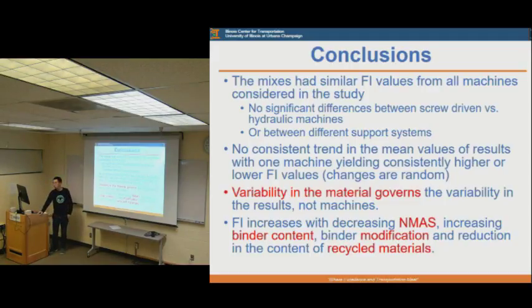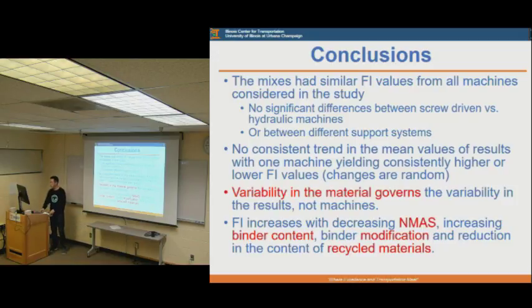We come to the conclusions part. The first conclusion we draw from this project is the mixtures had similar flexibility index values from all machines considered in this study, with no significant differences between screw-driven or hydraulic machines, or between different supporting systems, bearing or roller. The second conclusion is that there is no consistent trend in the mean values of results, with no machine yielding consistently higher or lower FI values, which means the changes are random.